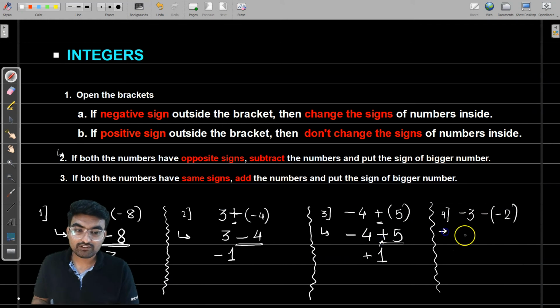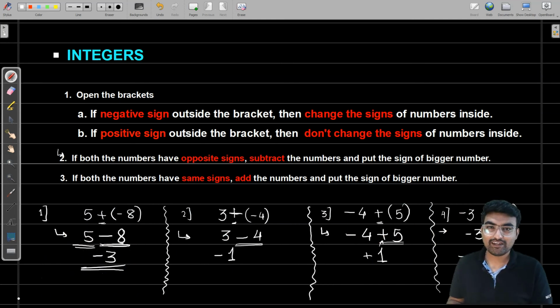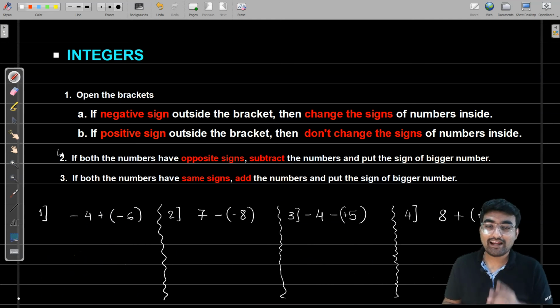And for the fourth example, open the brackets first, negative sign, so sign will change. Minus 3 plus 2. Now both these numbers have opposite signs, so we will subtract them, and then we will get minus 1, right? Why? Because 3 is the bigger number and it has negative sign. Okay, now let's understand the third and the last rule. If both the numbers have same signs, add the numbers and put the sign of bigger number.